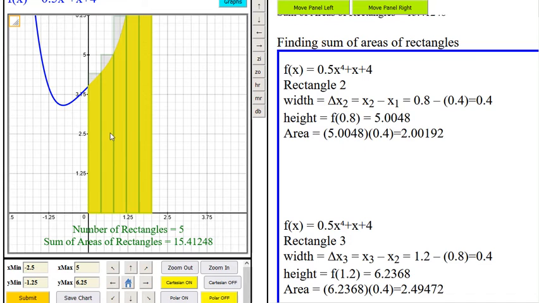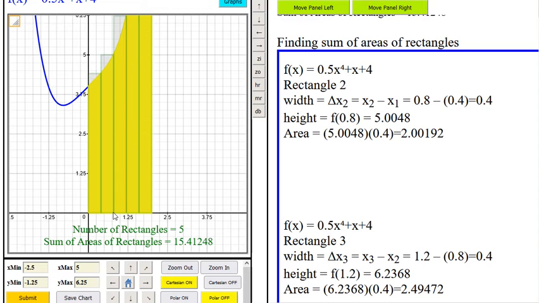And here's the area of the second rectangle. This is 0.4 and this is 0.8. And again, we're using the right endpoint method, and therefore we will use the 0.8 to find the height. Now if we were to use the left endpoint method, then we would have used the 0.4 to find the height for the second rectangle. But since we're doing the right endpoint method, we will use the 0.8 to find the height for the second rectangle.